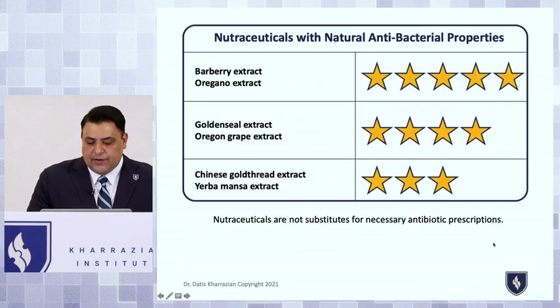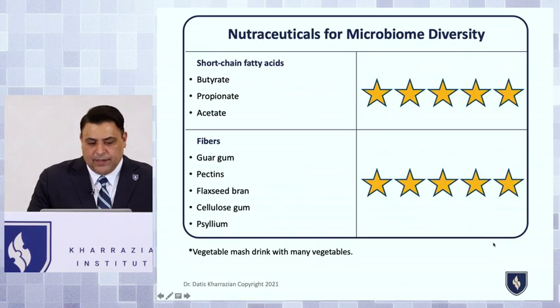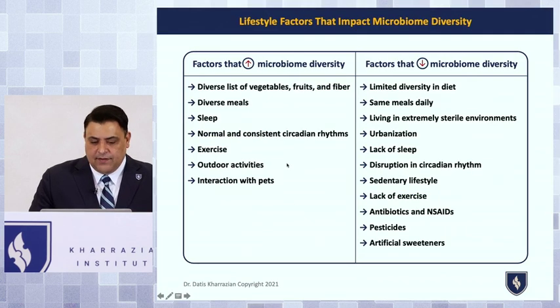And natural antibacterial substances to help the microbiome. Nutraceuticals support microbiome diversity, like short-chain fatty acids, just any source of fiber may be something that's very useful. And then lifestyle changes to really improve microbiome diversity, just making sure they get normal sleep, diverse meals, lots of different vegetable fibers and fruits.